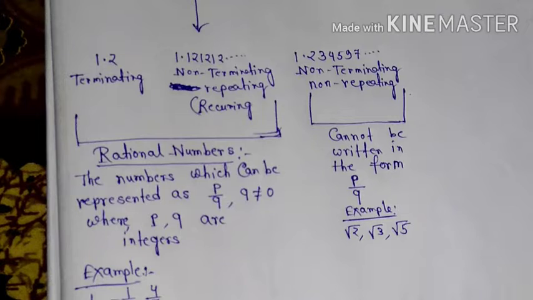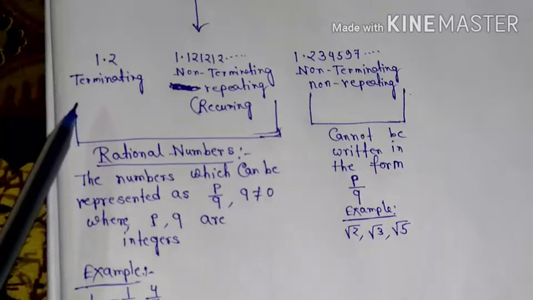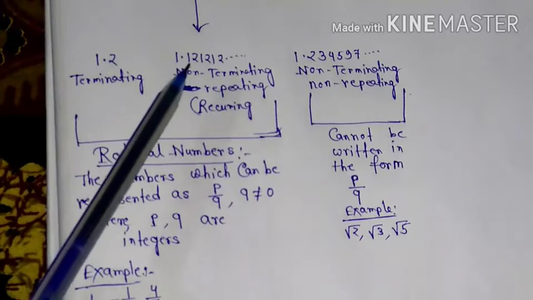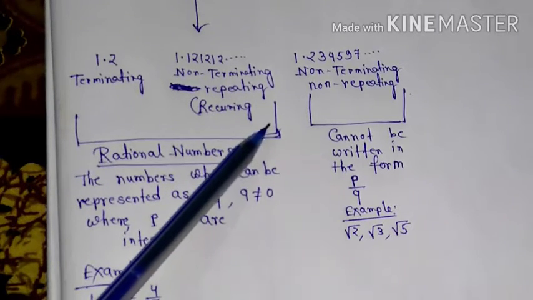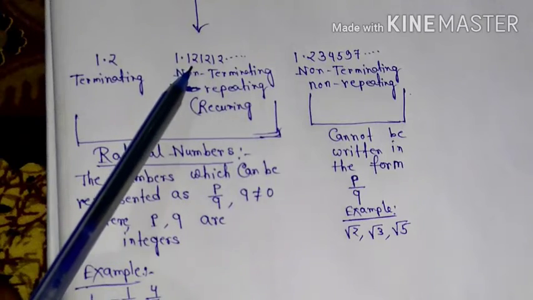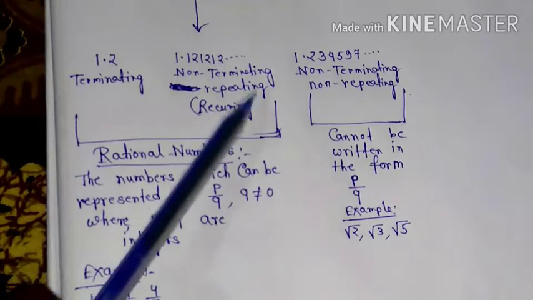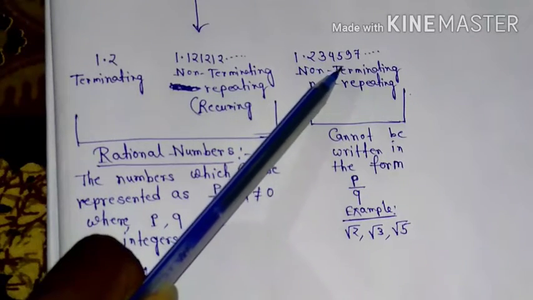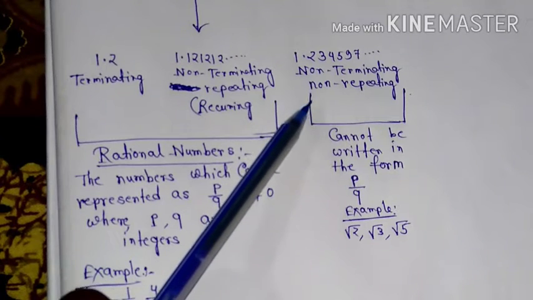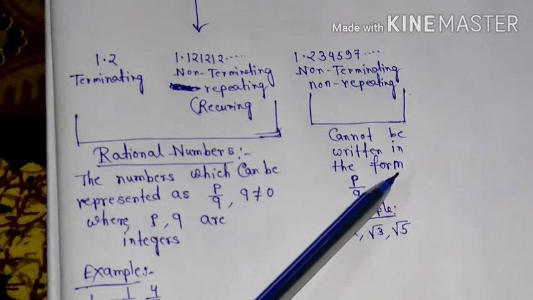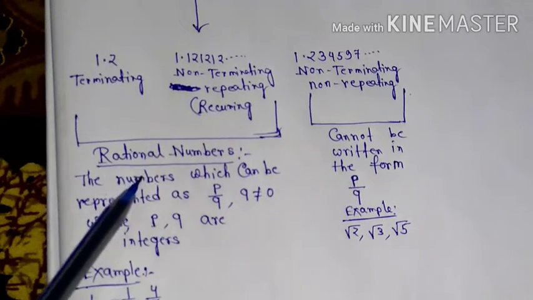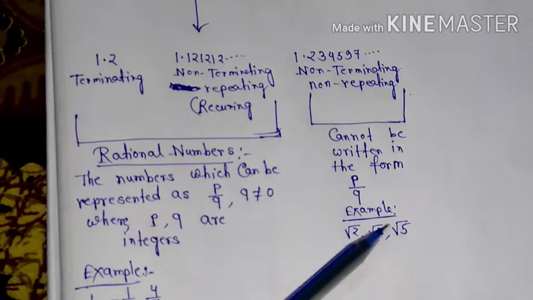Now we divide the real numbers with decimal into two parts. Among them, terminating, like 1.2, and non-terminating repeating, that means recurring numbers like 1.121212 and so on, these two are called rational numbers. The third, 1.234597 and so on, that is non-terminating, non-repeating, is called irrational number. So the first two parts are rational numbers, and the third is irrational number.